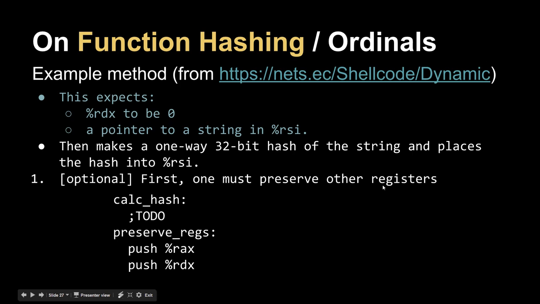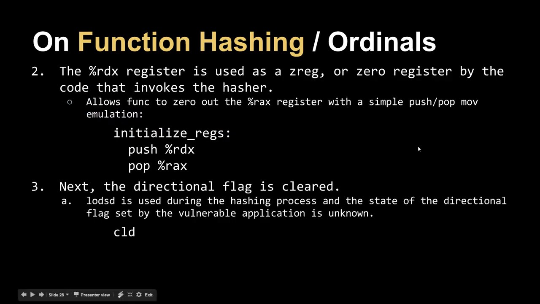So first, you want to write a stub that simply preserves the registers that you need. So we have calc hash, and it's just commented out. This is a to-do. And then we have the preserve regs func, which is just going to push RAX and RDX to the stack to preserve them. Now, since the RDX register is zeroed, it is used as a 0 register for the rest of the algorithm. And you can do this by pushing RDX and then immediately popping whatever register you want to 0. So here we're zeroing RAX because we pushed 0, and now we're popping it, overriding RAX.